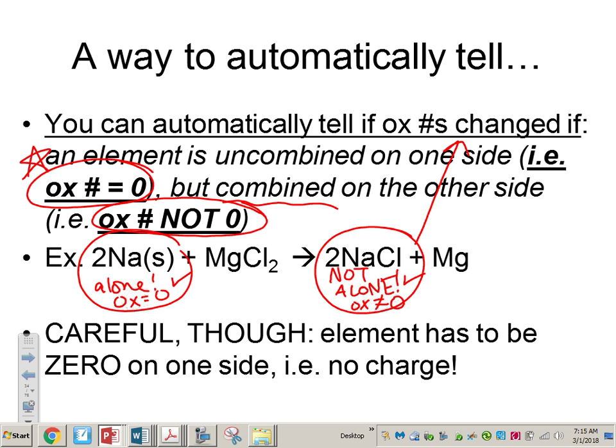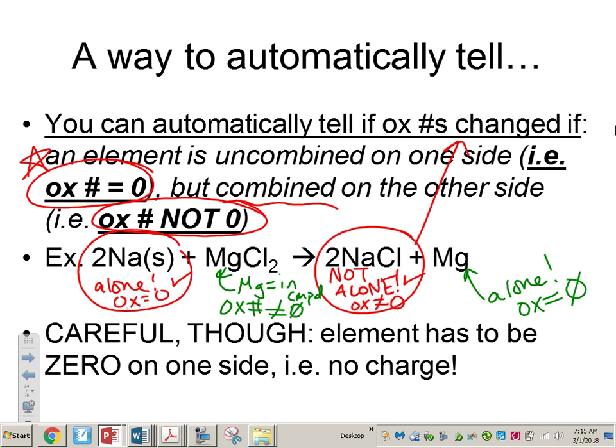Also notice in this reaction we have actually the exact same thing with the magnesium, because over here the magnesium is alone. So its oxidation number is equal to 0. But here, the magnesium is in a compound, i.e. its oxidation number is not 0. That indicates that we have a change in charge. That indicates that our charge is changing, and if charge is changing, we have a redox reaction.